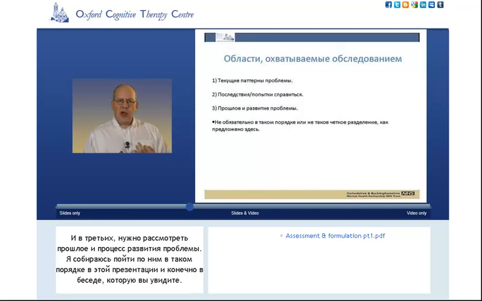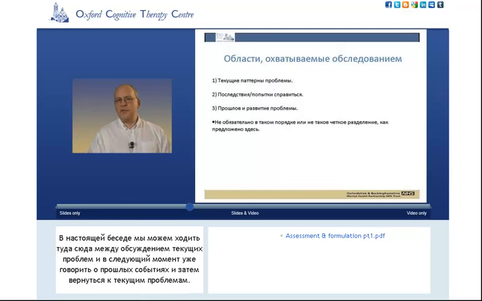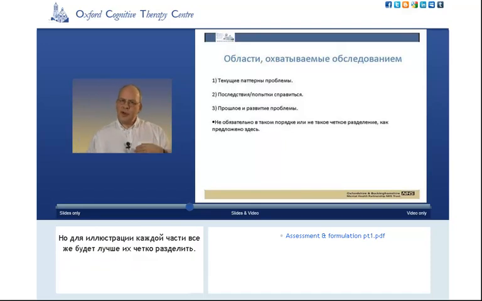I'm going to go through them in this order in this presentation and indeed in the interview that you'll see. But it's perhaps important to note that they're not necessarily actually done in this order in a real interview, nor would they often be as clearly separated as this kind of scheme suggests. In a real interview, we may go backwards and forwards between talking about current problems at one point or talking about past history in the next minute and then going back to current problems again. But in order to illustrate it, it's clearer if we keep them separate.